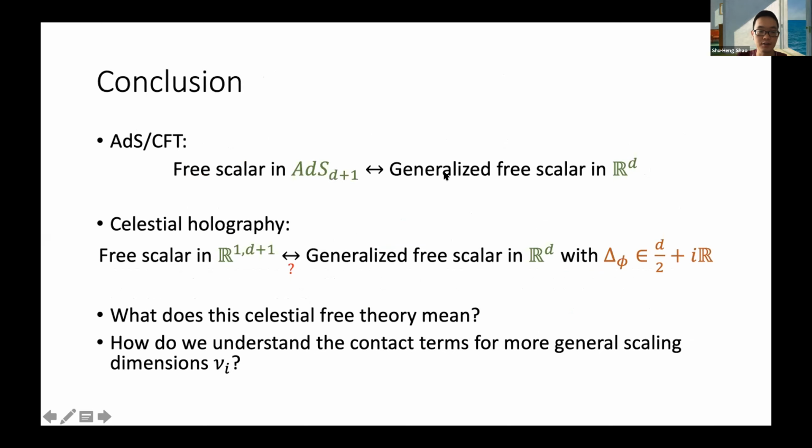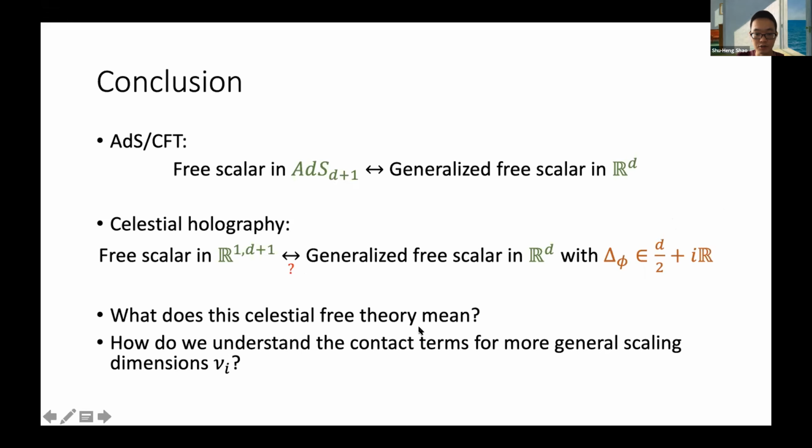In the ordinary AdS/CFT, we know a free scalar in AdS is dual to a generalized free field scalar theory on the boundary. For celestial holography, it's tempting to say that a free scalar in the bulk Minkowski space might be dual to generalized free scalars, with delta phi chosen to be on the principal series. But I put a question mark here because I don't think I fully understand this correspondence, except for the fact that that particular correlation function matches.